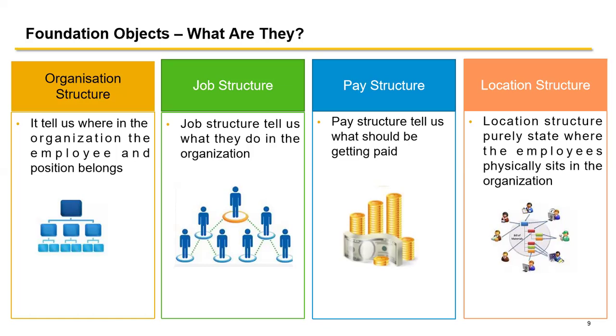What is the job structure? Job structure tells you what the person does in the organization. Human resources is the position, and there is a difference between the job function and the position. The position is the seat the person sits in, while the job structure is the functioning he is doing, the KRAs of that employee in the organization. The job structure includes job grades, job classifications, and job family.